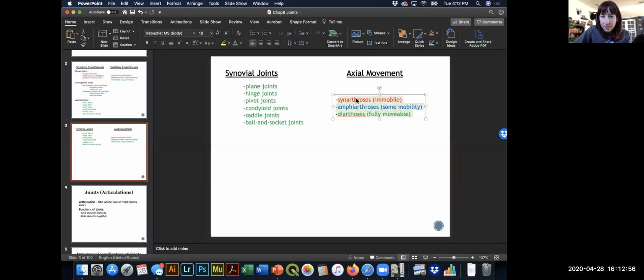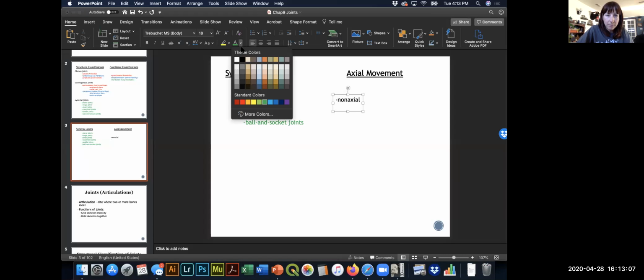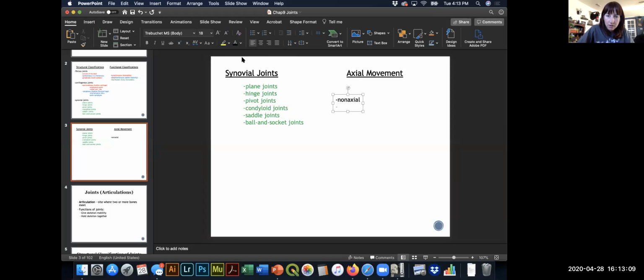So there are non-axial movements. There are, black please. Why is it green? Whatever. Uniaxial, biaxial, and multi-axial. Did I miss any? I don't think so.